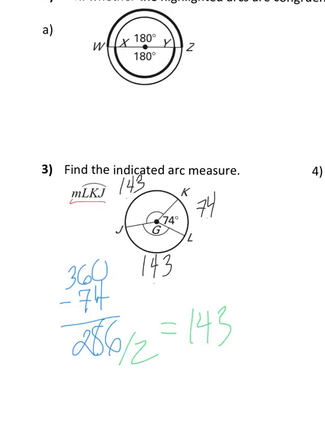The arc I'm worried about is LKJ, L to K to J. So what I'm going to have to add up is the 74 and the 143. That will give me my entire major arc that I've highlighted here, which leaves me with 217.